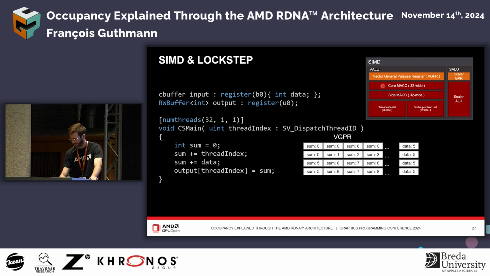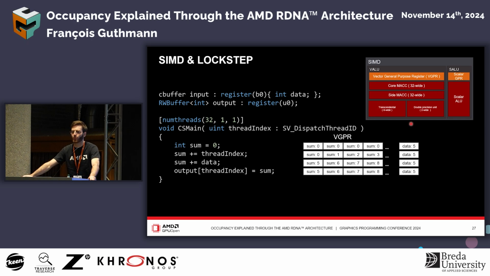So we also have something here called the side MAC, which is also 32 wide. So it's a different execution unit. It has a bunch of instructions that are slightly different from the core MAC, but basically it's the same idea. We also have a transcendental unit. I don't know if you can read it, but it says 8 wide.